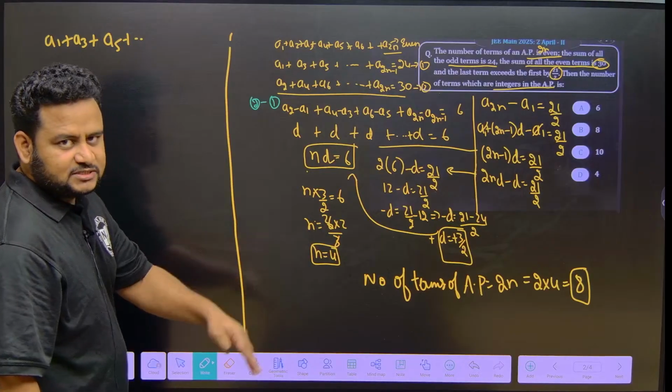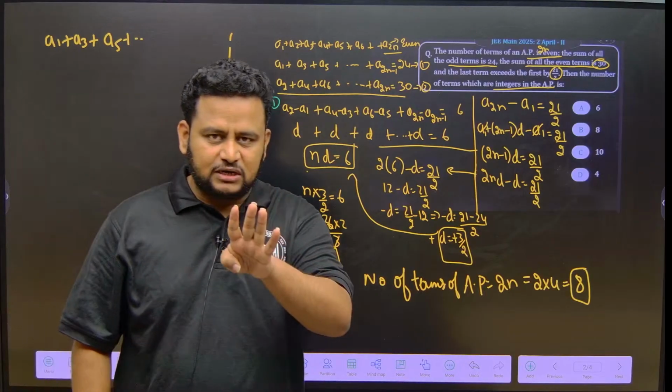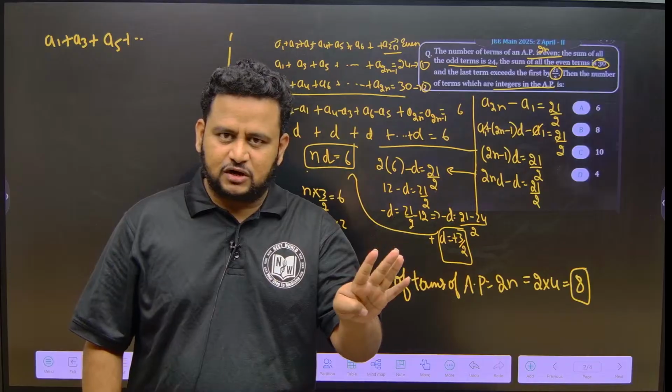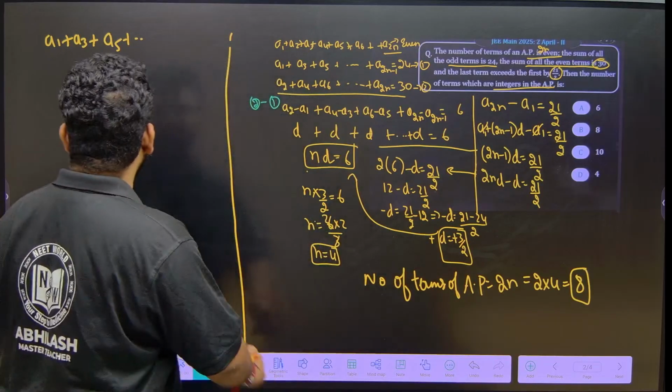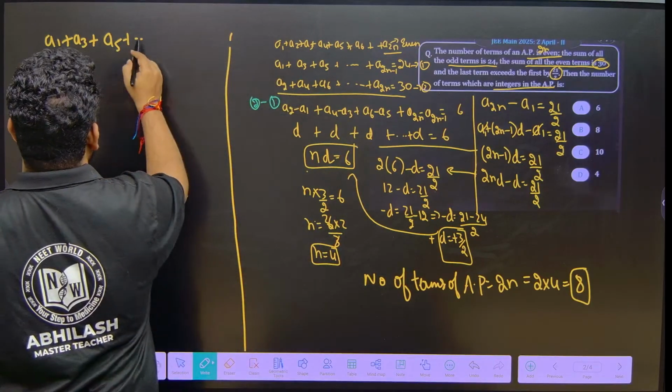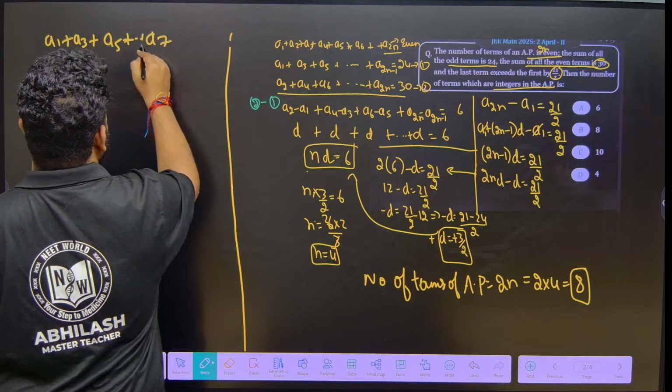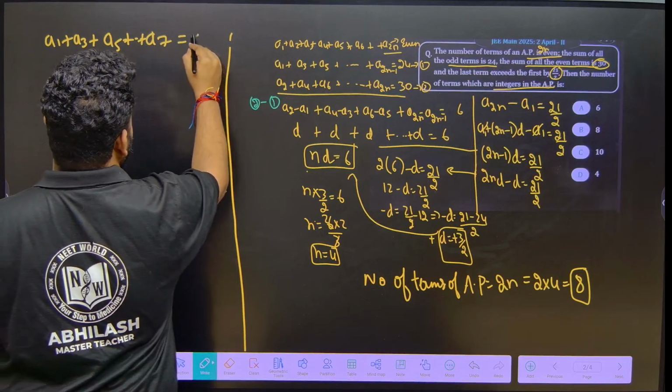Number of terms are 8 means there will be 4 terms which are odd, and 4 terms which are even. So here I can write A1, A3, A5, next is A7. A1 plus A3 plus A5 plus A7 will be equal to 24.